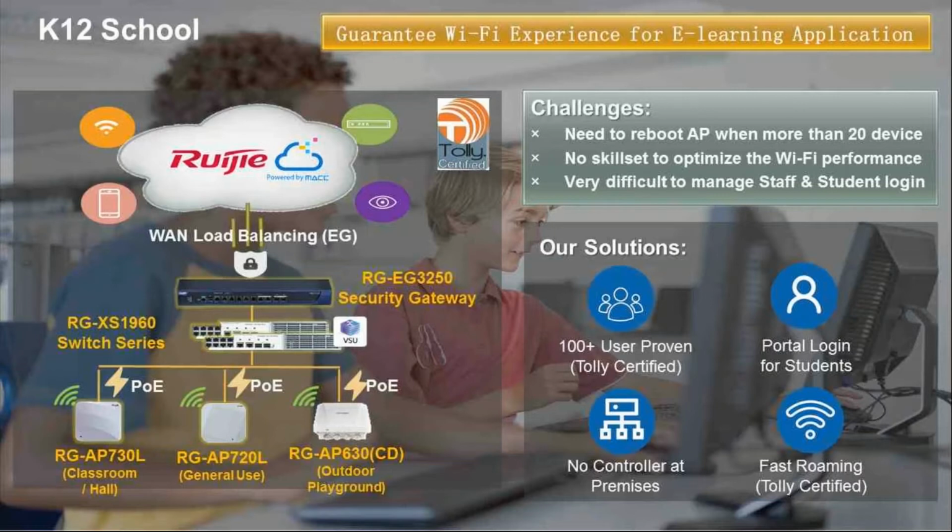This is the Core 12 school solution we propose. The challenge is that you need to reboot the AP when more than 20 devices connect, and also there is no skill set to optimize the Wi-Fi performance, so it is very difficult to manage the staff. Or you can use the EG to do some control. This security gateway has some features I will talk about later, like security features such as behavior control and flow control. We can control this using our security gateway for this school solution.